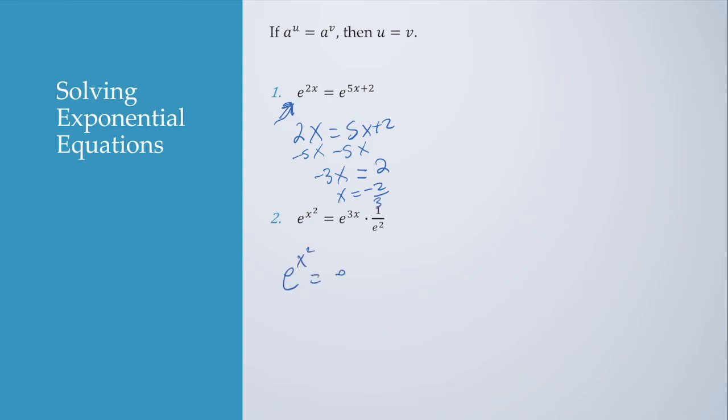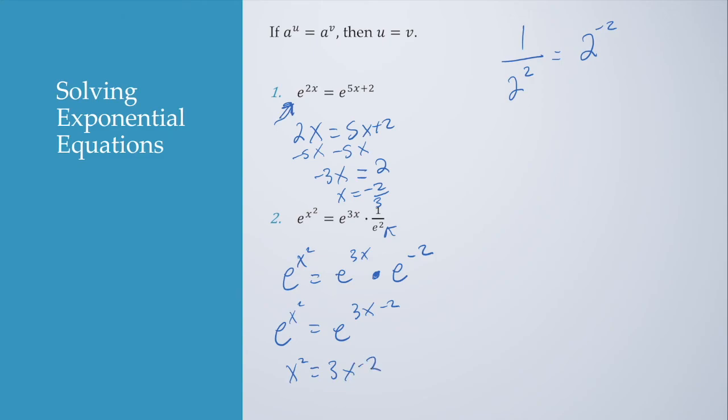Next, I have e to the x squared is e to the 3x times 1 over e squared. How could I write this so that it's not in the denominator? Well, remember, if I have 1/2 squared, that's the same as 2 to the -2, right? So I could undo this, so I'll have e to the -2. Now when we multiply exponents with the same base, we add them. So I have e to the x squared is e to the 3x minus 2. So I have x squared equals 3x minus 2.